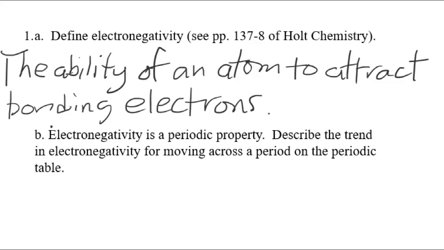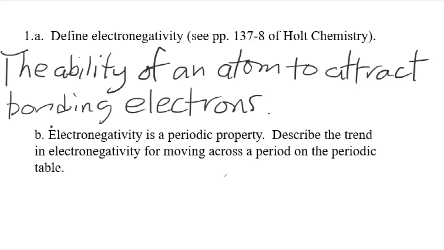So the idea is that if you're in a covalent bond, it's the electron pairs that are holding these atoms together. Now, one atom may have a higher ability to attract the electrons than another. What that does is it causes the electrons to hang out closer to that particular atom that has the stronger pull. Electronegativity is a periodic property.